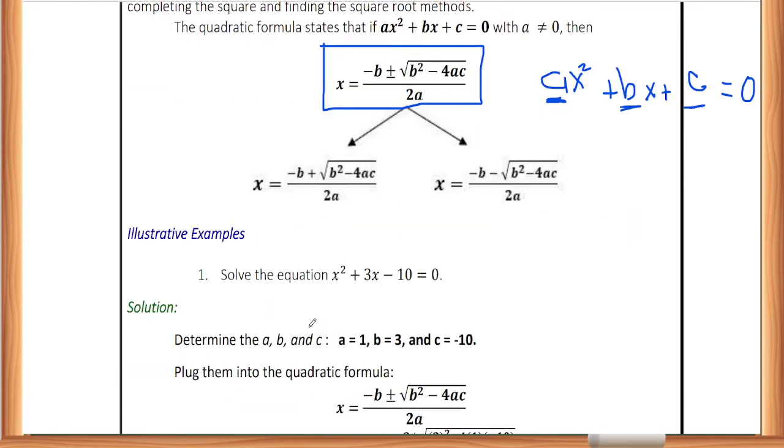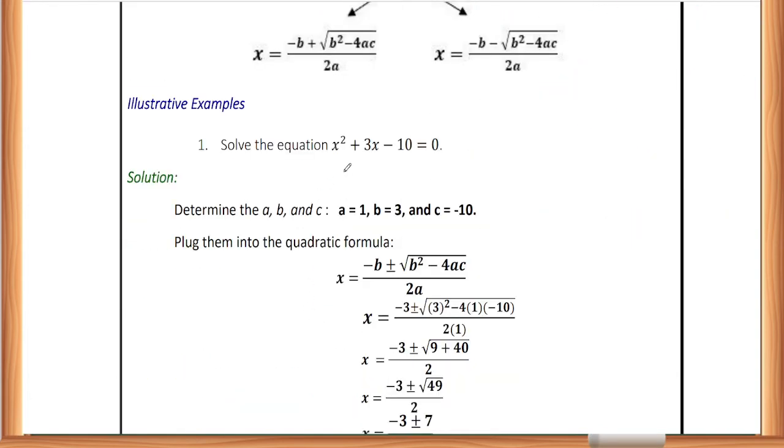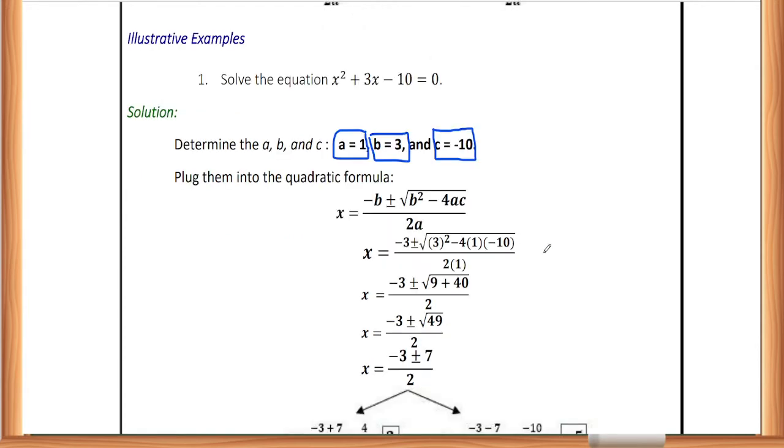Okay, so let's have some example here. Kung makita ninyo, we have here x squared plus 3x minus 10. Yung A mo is 1. Obviously, wala kasing number. And then your B is 3. And your C is negative 10. Please don't forget the sign. Yung ibang mga estudyante nakakalimutan yung sign. Huwag nyong kakalimutan yung sign. That is very important.